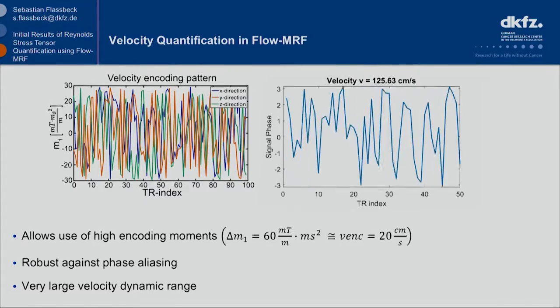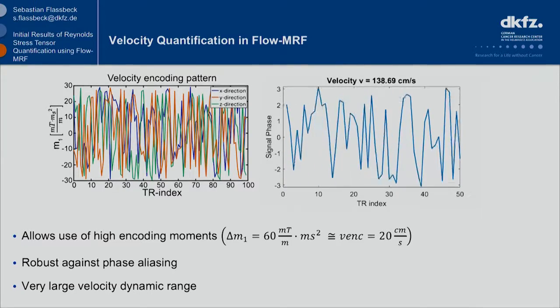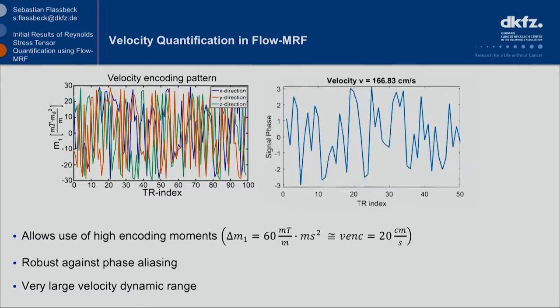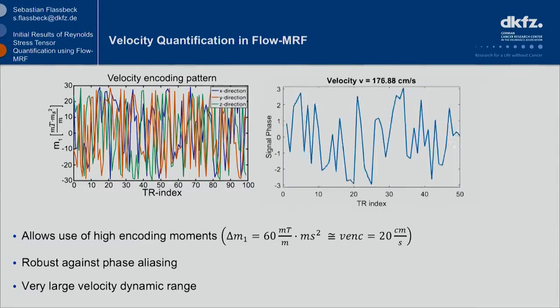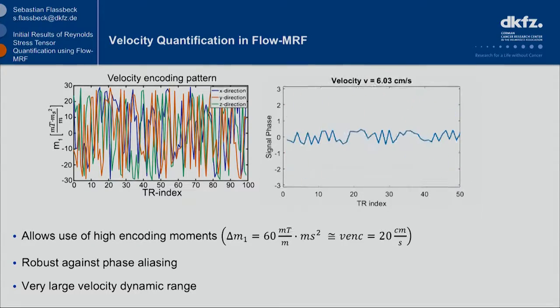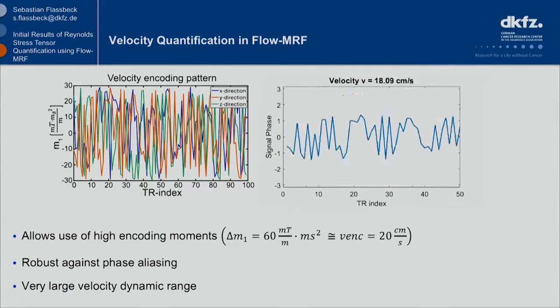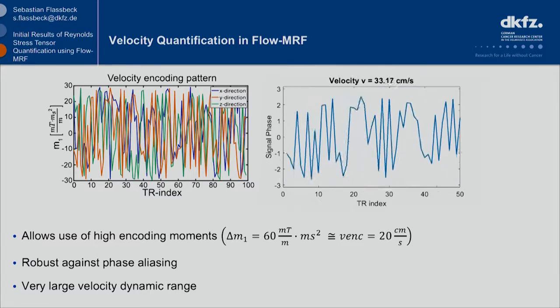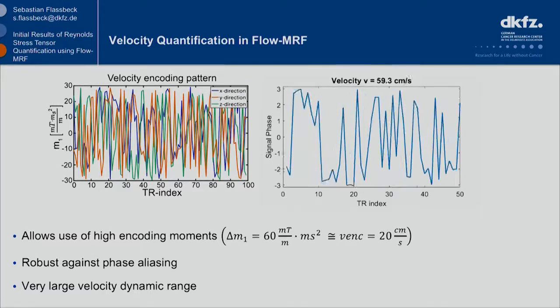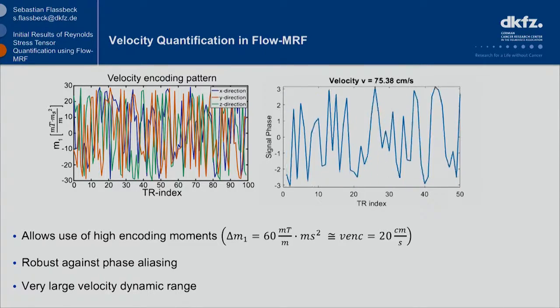And the advantage of this is that we now don't rely on finite phase differences, thus the 2 pi periodicity of the phase is no longer a problem, because this phase pattern is unique even for very high velocities compared to our encoding velocity. Here we use 60 milliteslas per meter times millisecond squared, which equals a 20 centimeter per second VENC, but we're well able to resolve velocities of 2 meters per second.